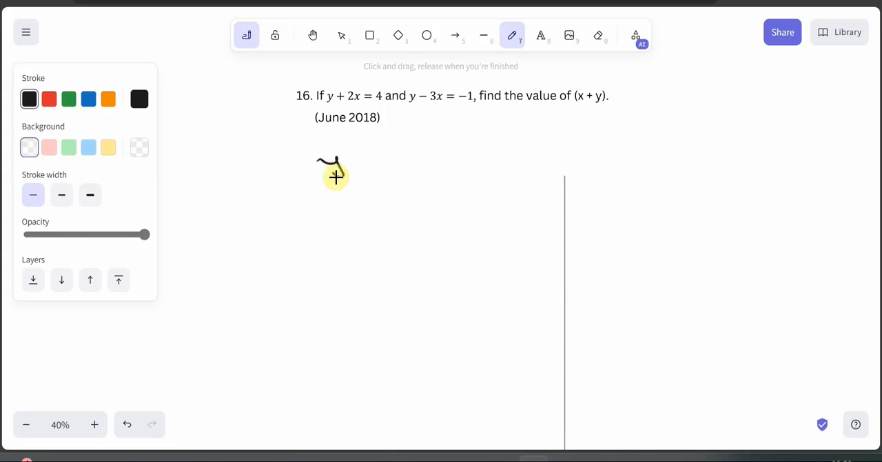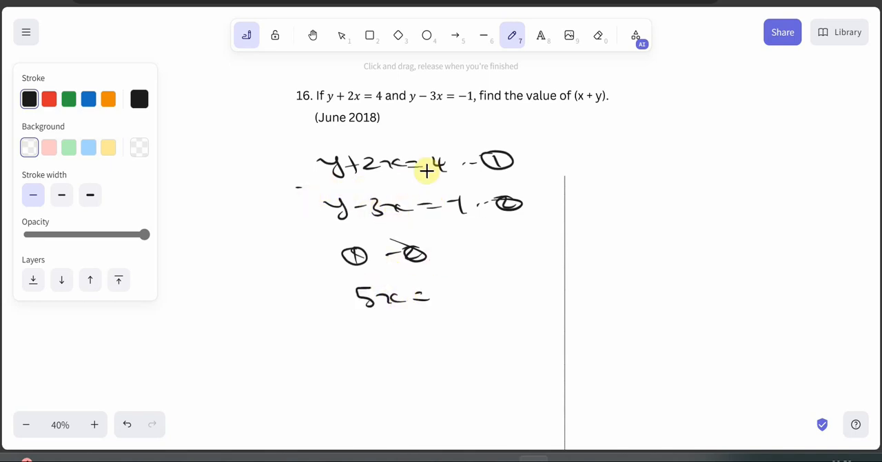So we're told that y plus 2x is equal to 4. This is our equation 1. And y minus 3x is equal to minus 1. This is our equation 2. So this is very simple. I could just say equation 1 minus 2 because this is y and this is y. Y minus y will give me 0. Plus 2x minus 3x, that will give me 5x is equal to 4 minus 1. This will give me 5. So our x is equal to 1.